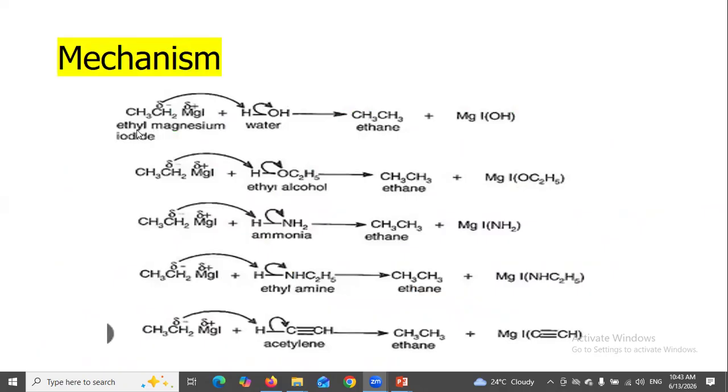Take ethyl magnesium iodide. There is an electronegativity difference between the carbon and the magnesium, so this carbon has a partial negative charge and the magnesium has a partial positive charge. In the case of water, the hydrogen and oxygen also have an electronegativity difference. So this negative charge attacks the hydrogen, and the negative oxygen attracts the magnesium, and it produces ethane.